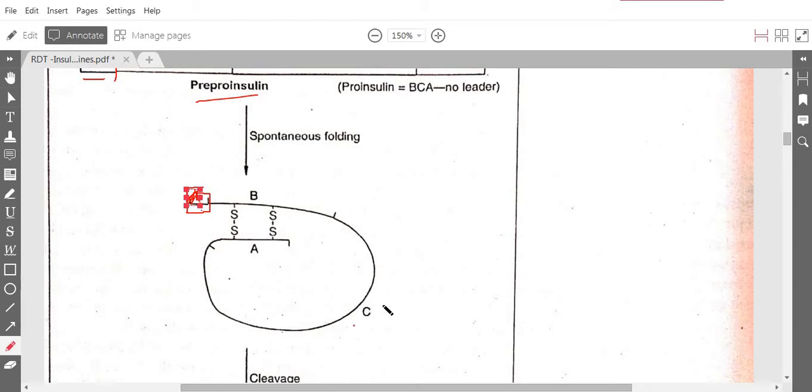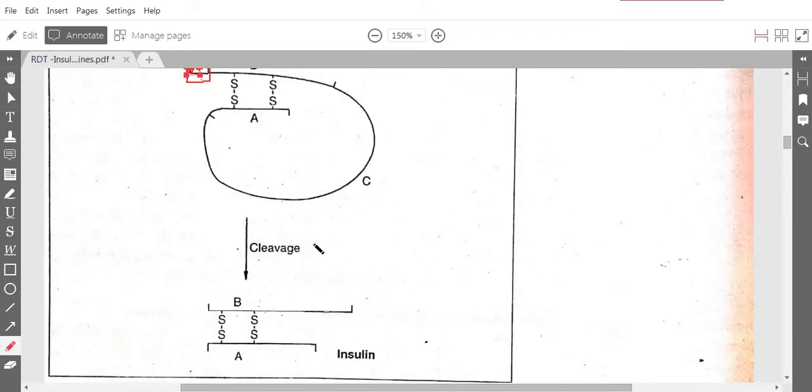The function of the C chain is to help form disulfide bonds between the A and B chains. C stands for connector, meaning it will connect the A and B chains. So once these A and B chains are joined together by the two disulfide interactions between the A and B chain, there is no role for the C chain, and we can remove the C chain. So cleavage occurs. As a result, the C chain is removed. The A and B chains are now joined together and form the mature insulin.